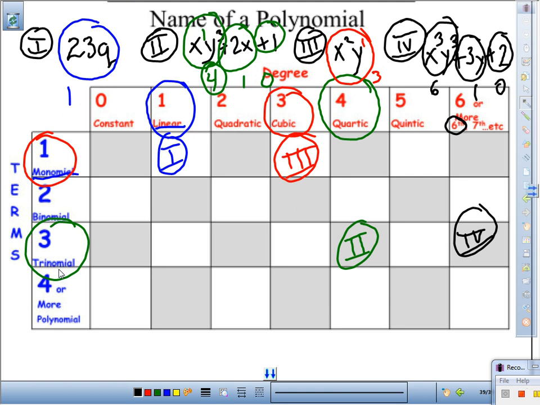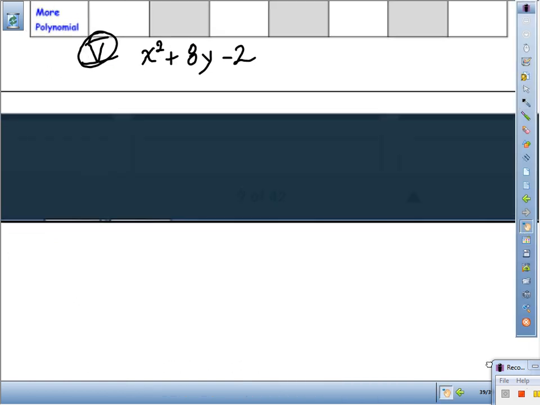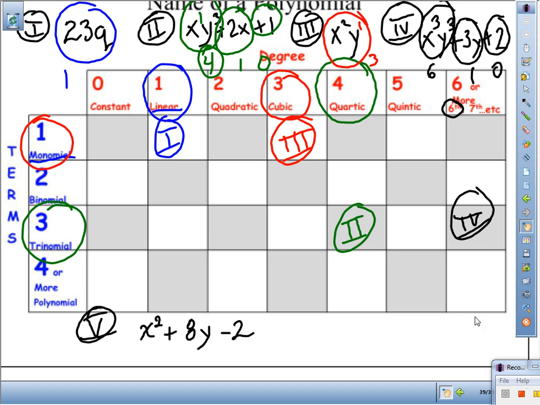Okay? We're going to do one more. Do this one on your paper. Number 5. Let's do x squared plus 8y minus 2. An invisible one, yeah. All right, you got it? Yeah. Okay, here we go.